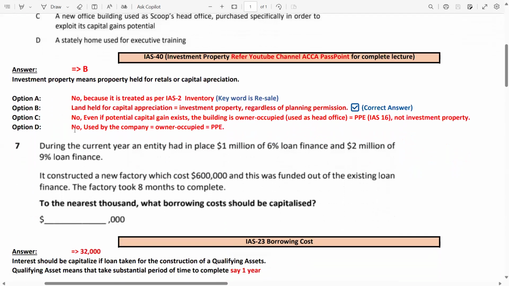Now, these are the options for which I have written the explanation for you. Option A, no, because it is treated as inventory as per IAS 2, the keyword is resale. Option B, land held for capital appreciation is investment property regardless of planning permission, meaning you do not need a permission. So it's the correct answer. Option C, no. Why? Even if potential capital gain exists, the building is owner occupied, used as head office. PPE under IAS 16, not an investment property. Option D, no, used by the company, owner occupied PPE. Now guys, we have solved question number 6.